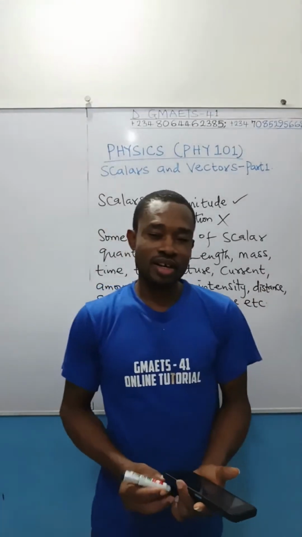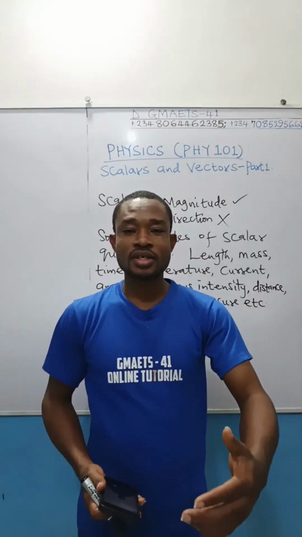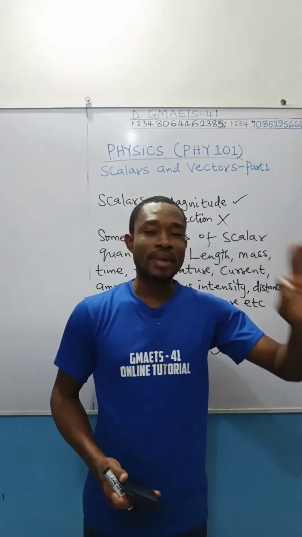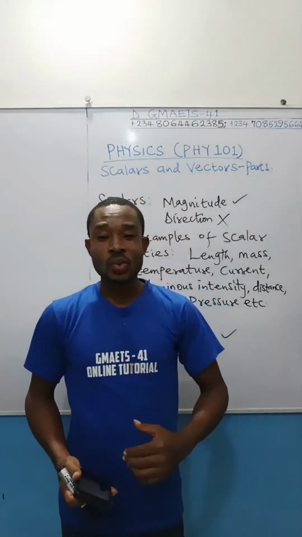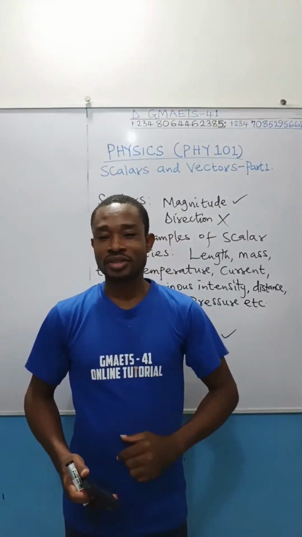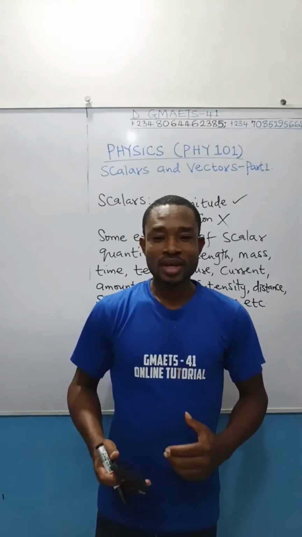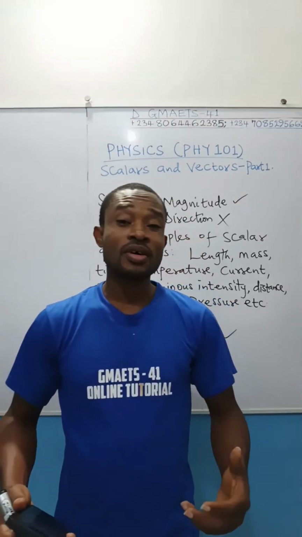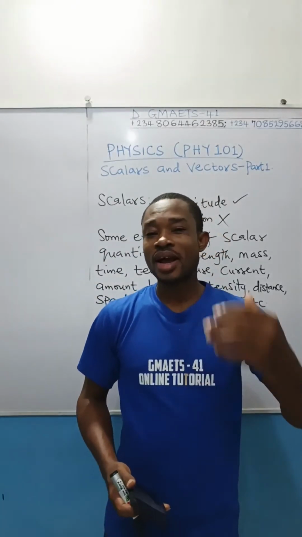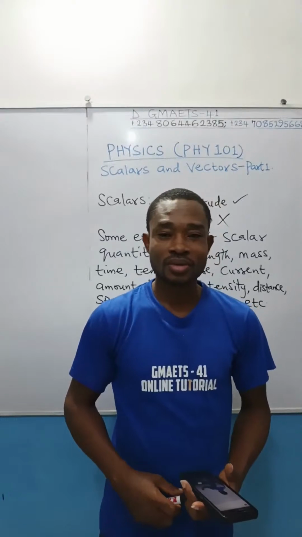So you see clearly the difference between scalar quantities and vector quantities. Scalar quantities have only magnitude. Vector quantities have both magnitude and what? Direction. Okay? Now your examiner would like you to know some examples of vector quantities. Quantities that have magnitude and direction. What are some of the examples?